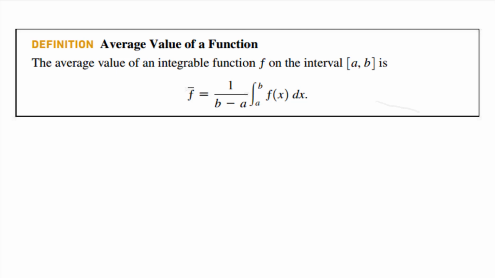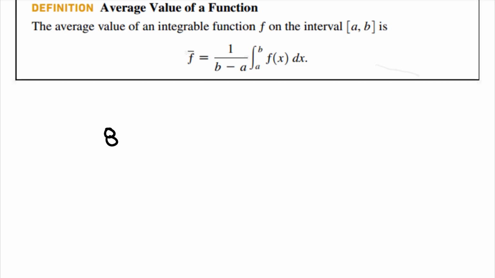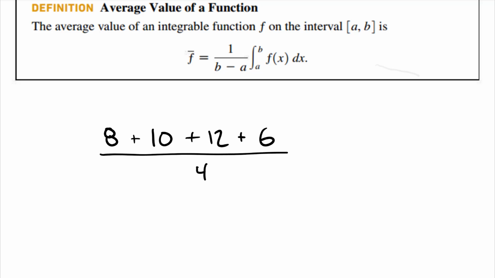Let's go back to average, the mean. So what happens if we had these numbers: 8, 10, 12, 6. And we want to find the average value of all of those numbers. We know how to do that, don't we? Add them up and divide by however many numbers there are. So 8 plus 10 plus 12 plus 6, and divide by 4. 18 plus 12 is 30, and then plus 6 is 36. Then you divide by 4, and that's 9.